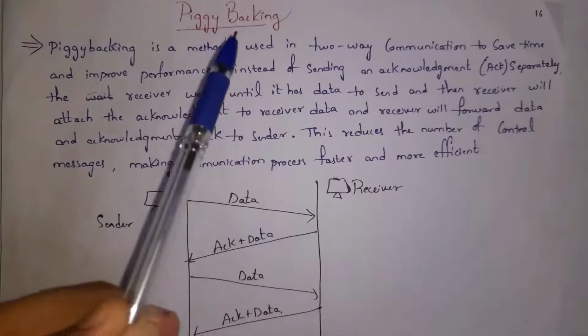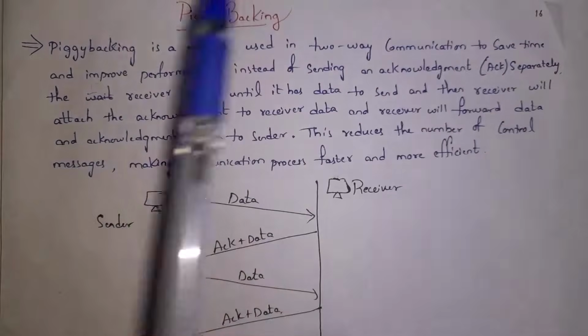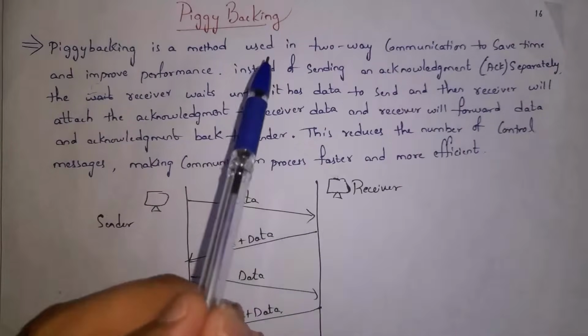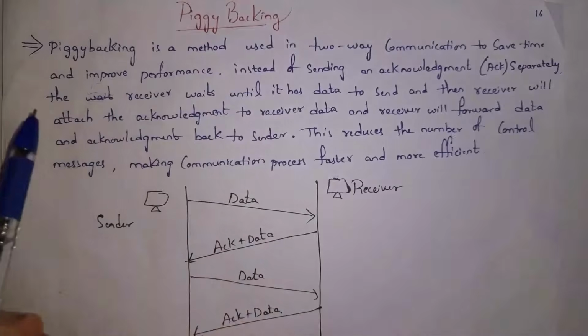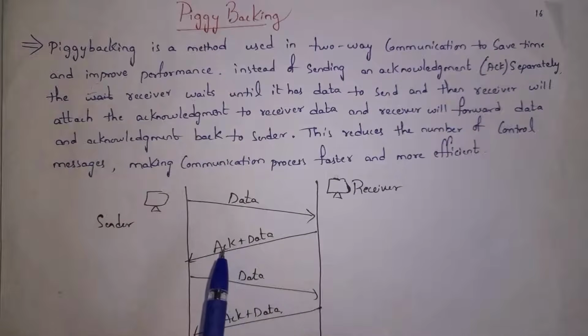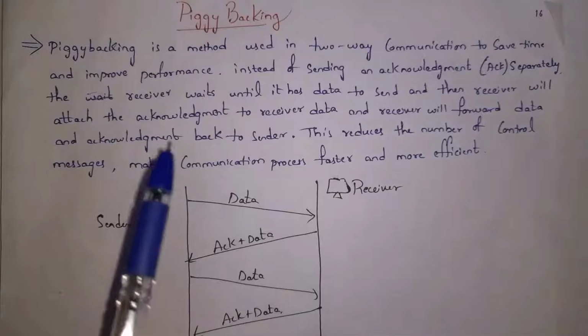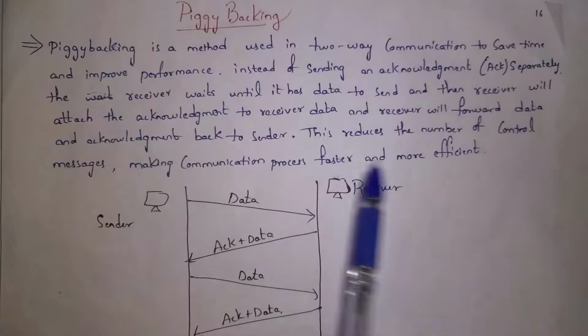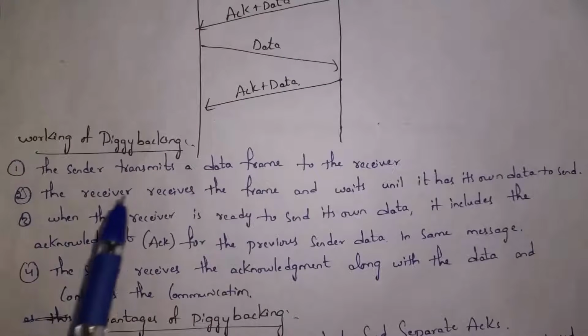Piggybacking is a method used in two-way communication to save time and improve performance. Instead of sending acknowledgement separately, receiver waits until it has data to send, and then receiver will attach acknowledgement and receiver data, and then receiver will forward both to sender. As we are sending both acknowledgement and data at once, this will reduce number of messages. This makes communication process fast and more efficient. This is how piggybacking will work.